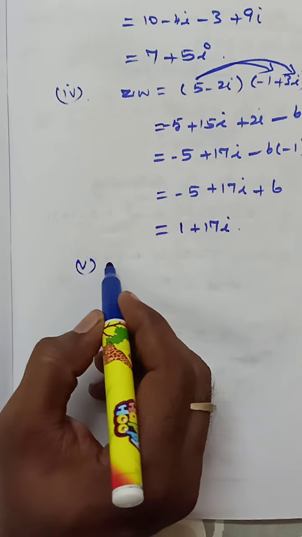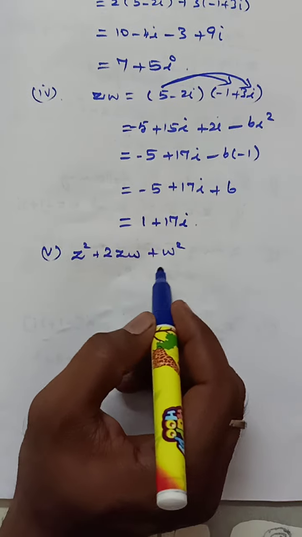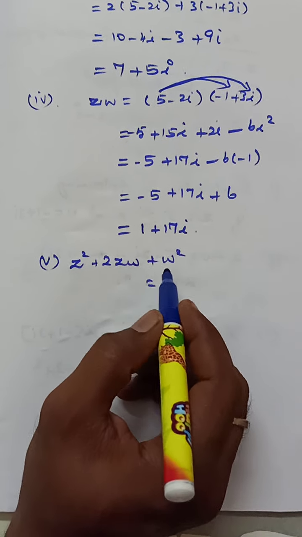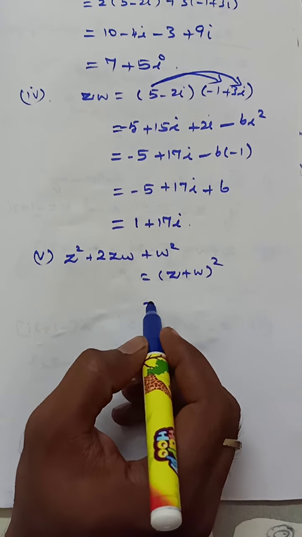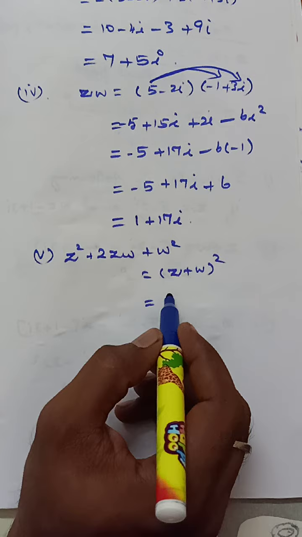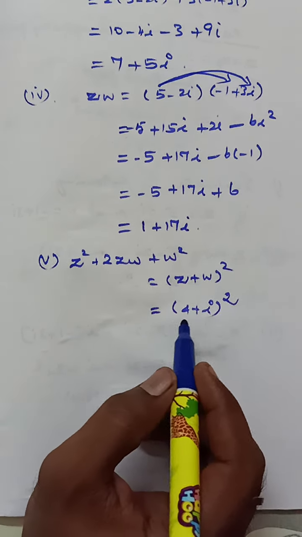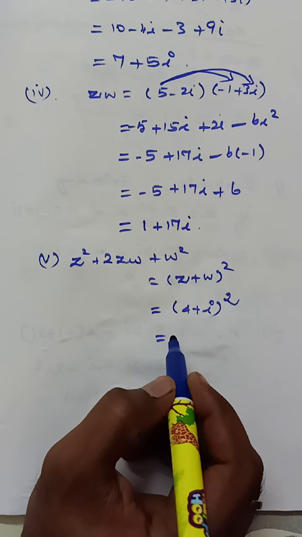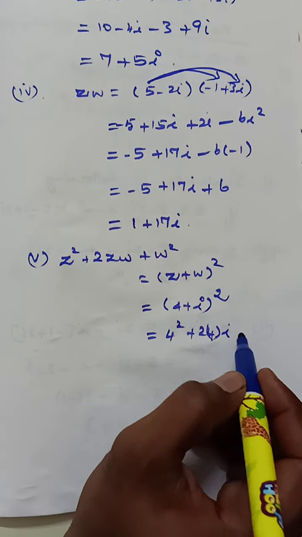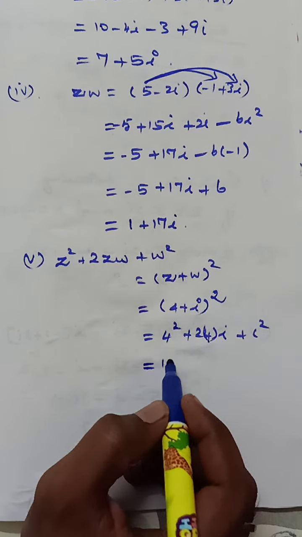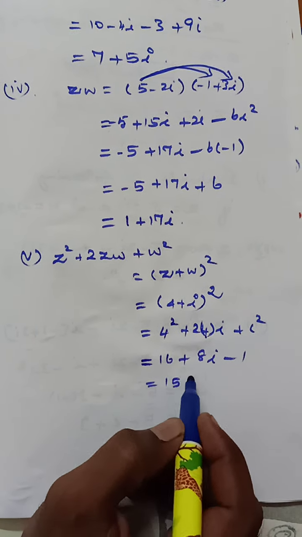Now the fifth one, z square plus 2zw plus w square is nothing but a square plus 2ab plus b square. So we can write z plus w the whole square. So z plus w we found out in your first one. Your first question answer is 4 plus i the whole square. So how can we write? Again the a plus b the whole square formula. 4 square plus 2 into 4 into i plus i square, 16 plus 8i minus 1. So it becomes 15 plus 8i.